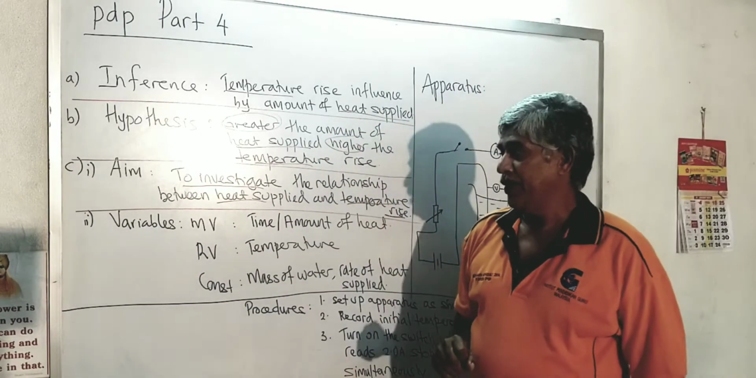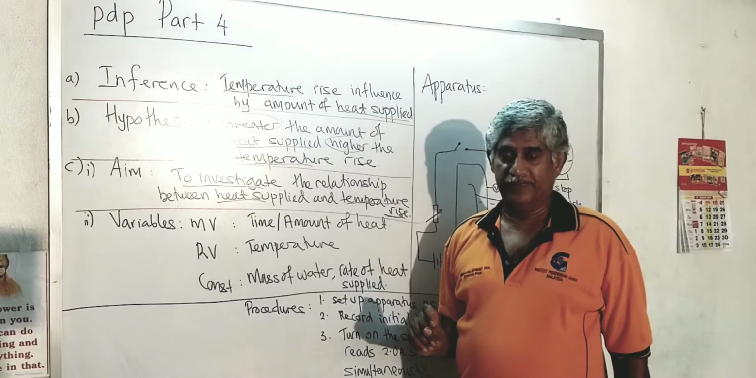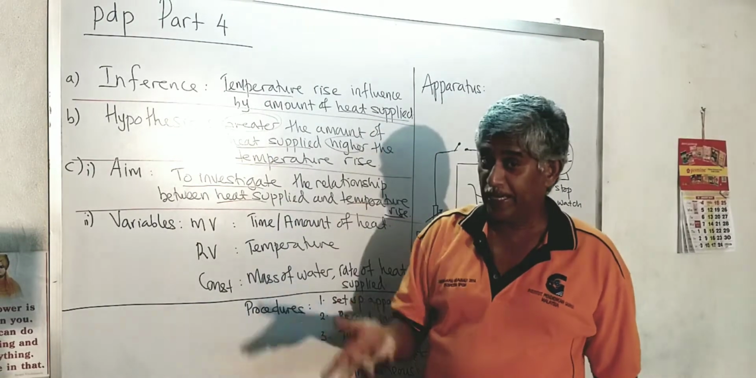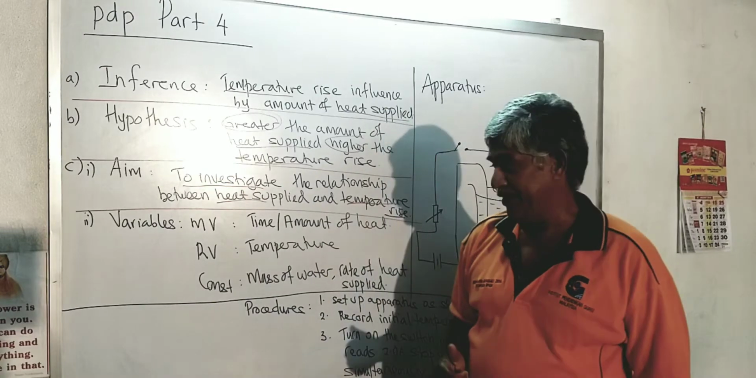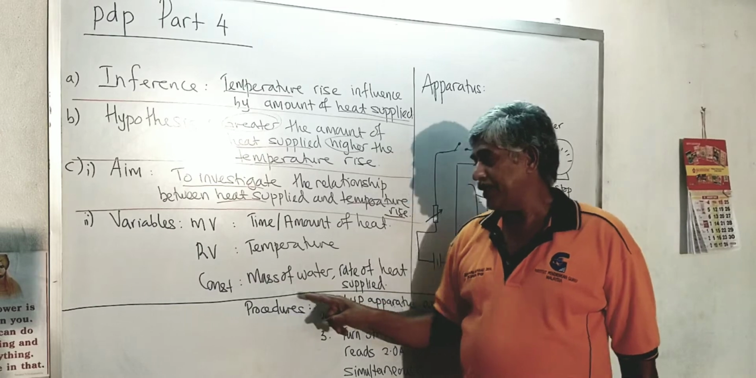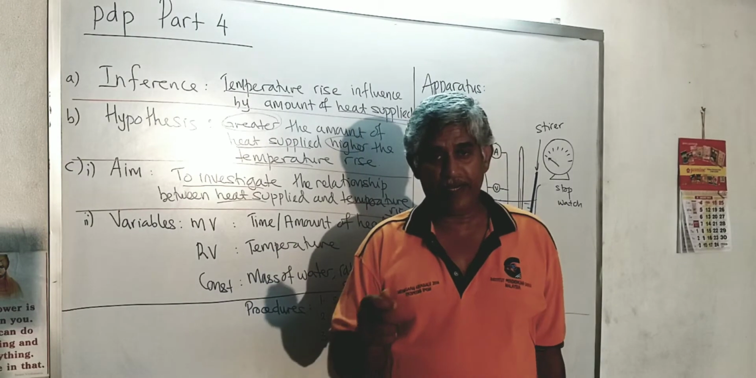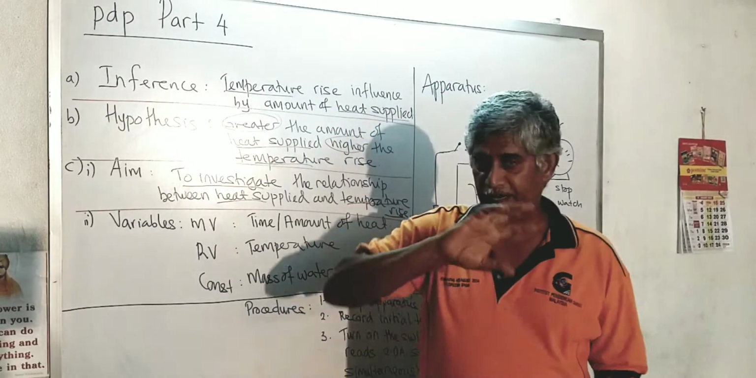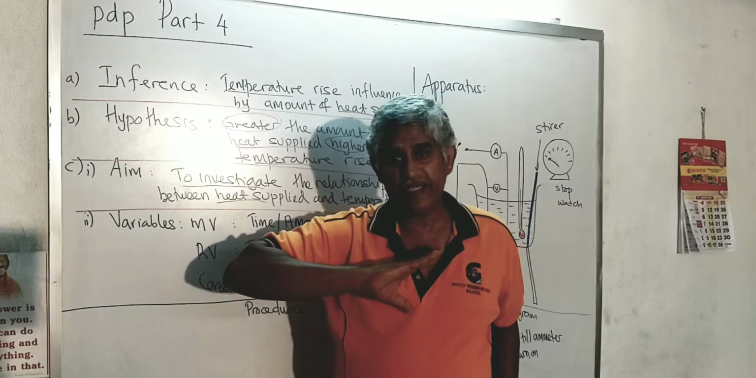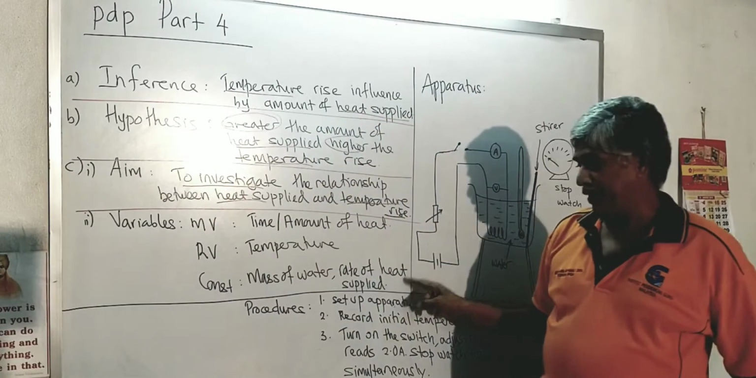The manipulated variable here is time, or the amount of heat that's supplied, because when you turn on, only after some time the temperature is rising. So time goes up as heat is increased. The responding variable will be the temperature. Constant here is the amount of water that you are using, or the rate of heat you supply, how much heat you turn on. The rate of heat supply you can also control by the current, but I am not going into that part. We are just putting it, heat supplied is constant, but it corresponds to that time. So, rate of heat supply.